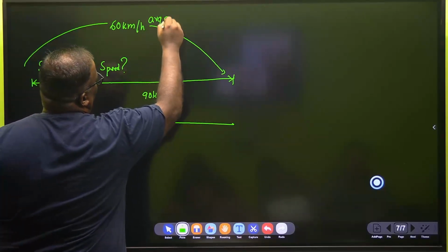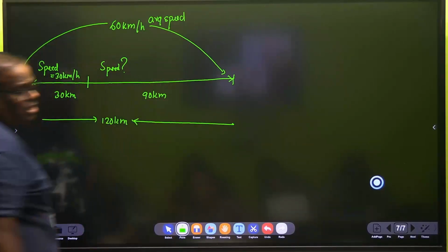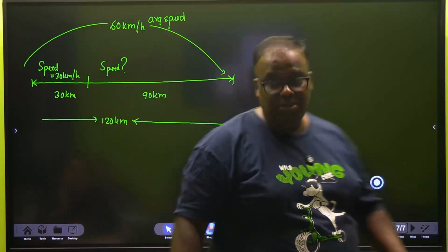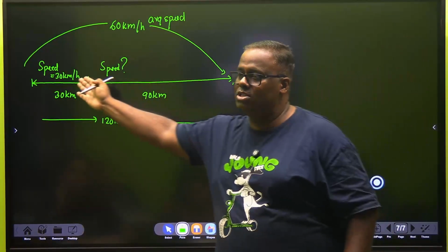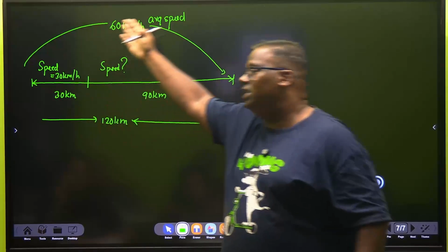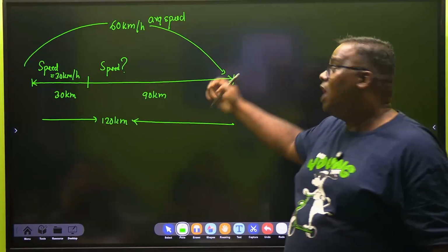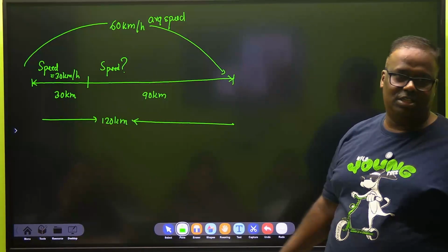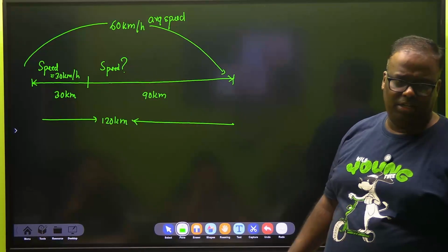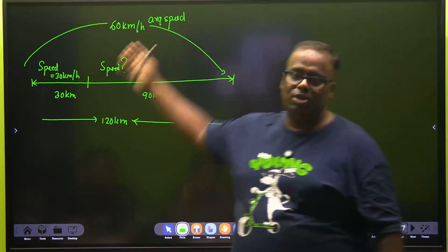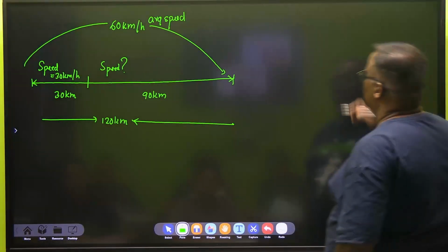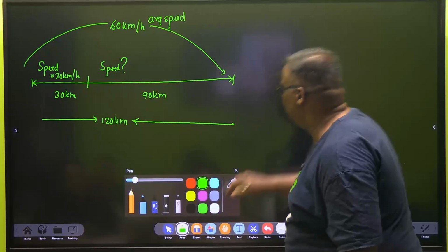Very interesting problem. It's just like say you have got two sets of examination. The first term examination scores are with you. You want to maintain an overall percentage of this. How much should you score in the second term so that your overall percentage is this? This is the problem we have to do. So they have given you the average speed. What is the average speed you have to maintain? 60 kilometers per hour. So let's just go by our formula method.